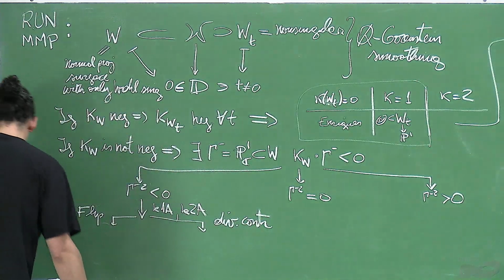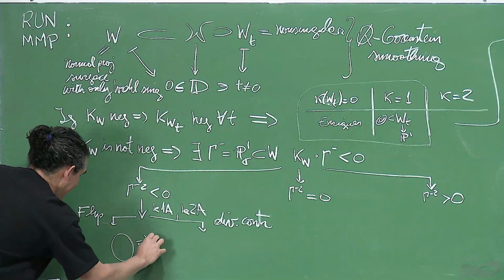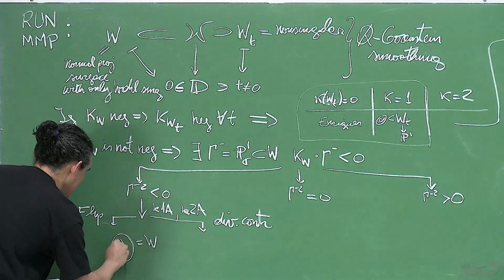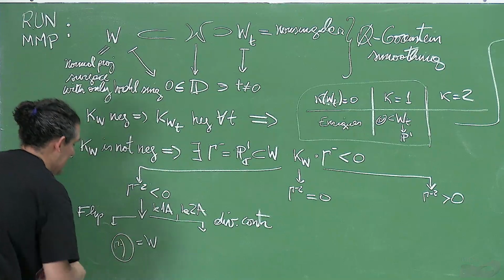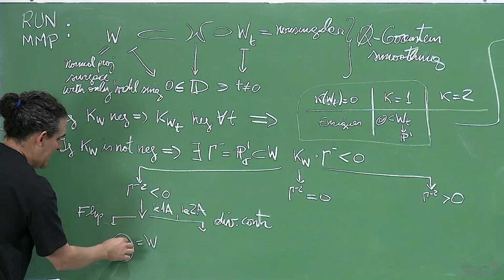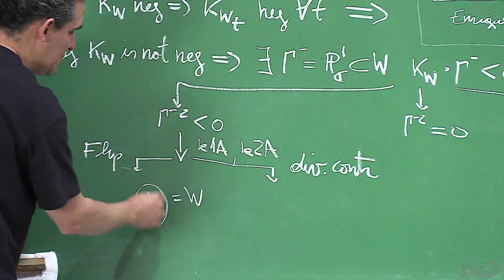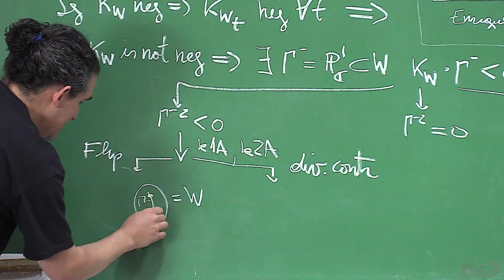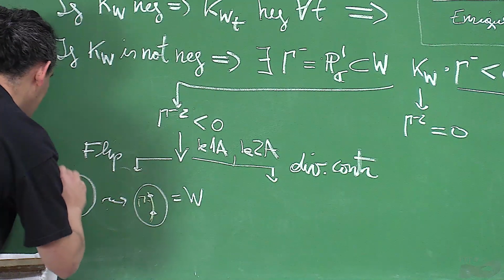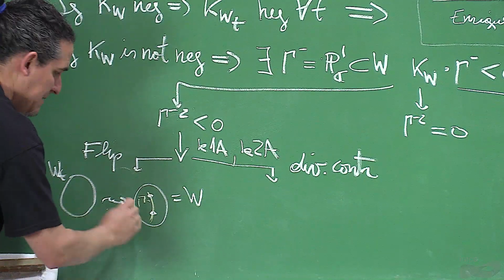And in a flip, you have a situation like this. So this is my W. And you have this gamma minus here. In the case of K1A, you have one singularity on gamma minus for the surface. And in K2A, you have two. Let me put two, something like that. And so here you have your WT. And this curve disappears here. You don't have any lifting of the curve.